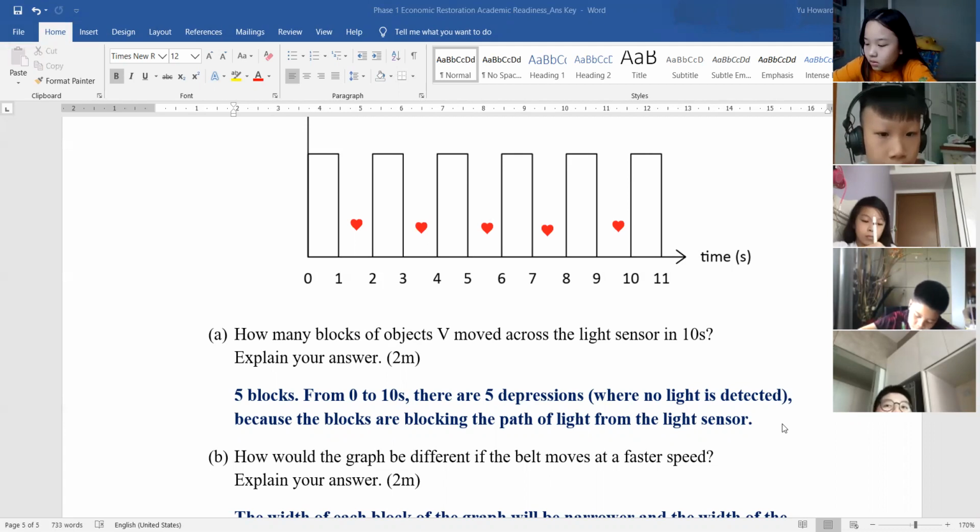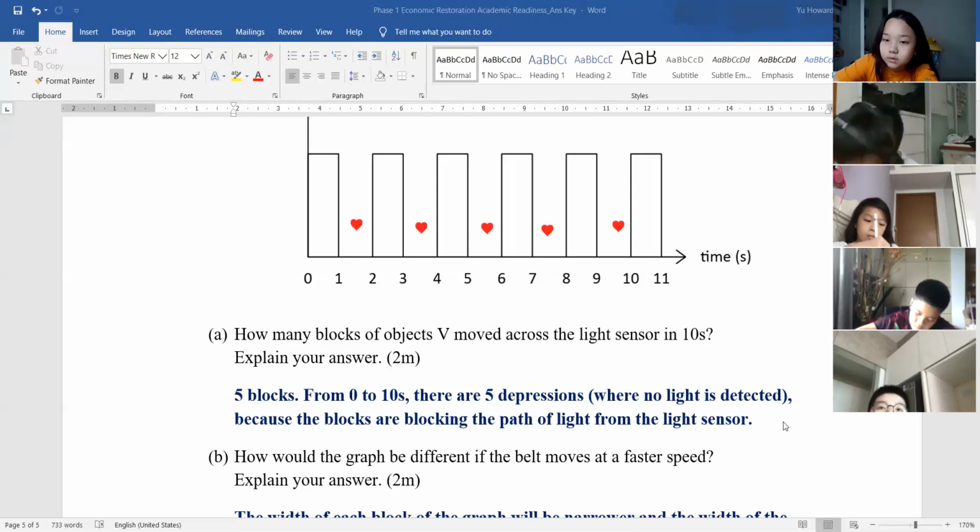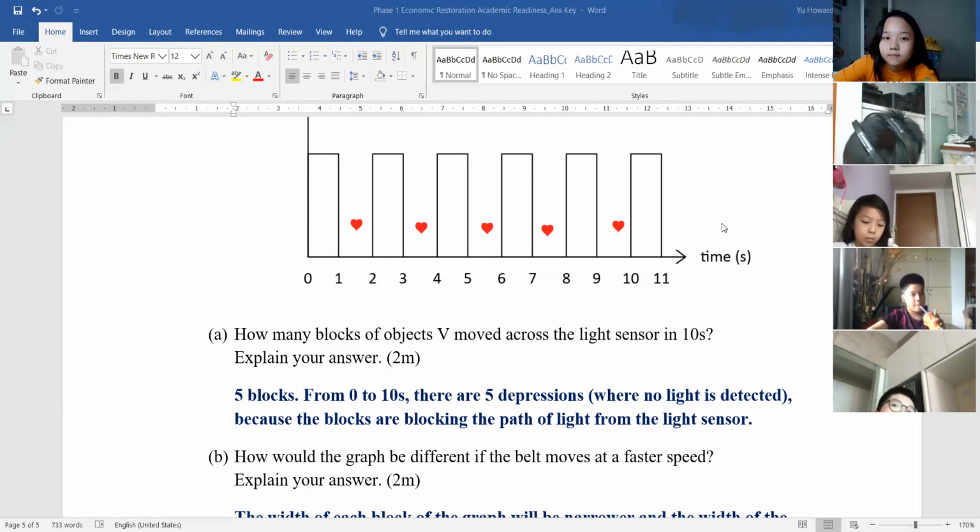Okay, the second question, part B, is actually more tricky. Jaden, have you finished part A? Not yet, still doing. Okay, can I explain part B first, or wait for you all to finish? Explain part B now. Can I scroll down?